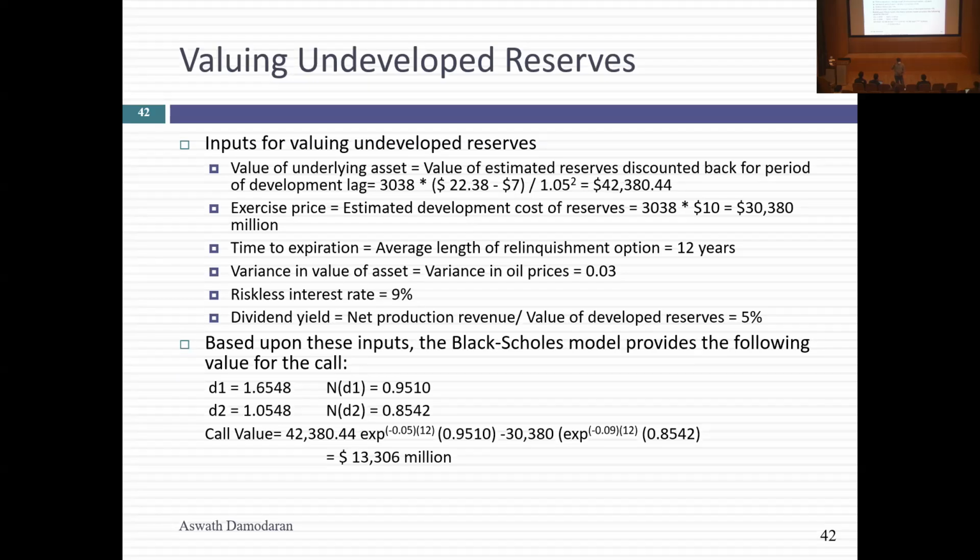Remember that variance of oil price was 0.03. If I made that 0, if I was certain about the oil prices, the value of the option will disappear. It's the uncertainty about oil prices that's creating the optionality.